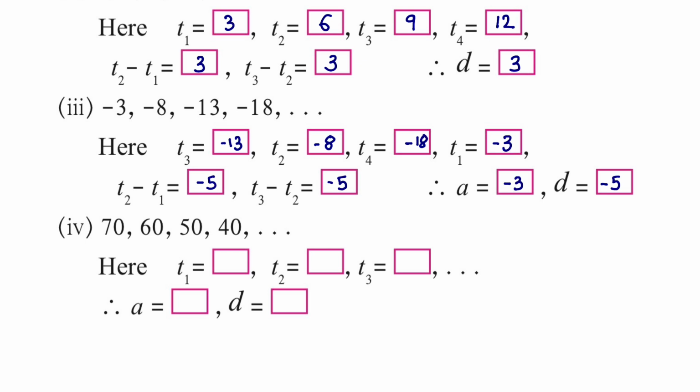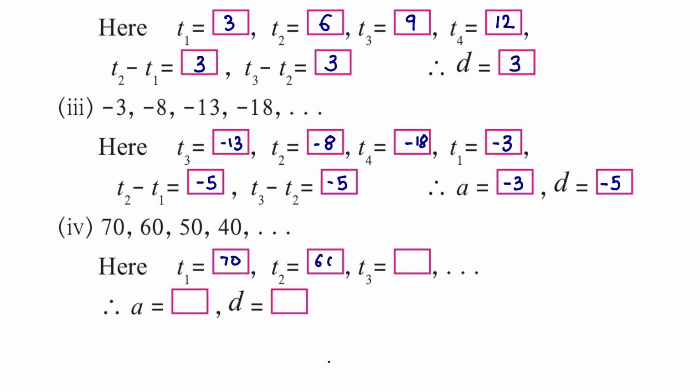Let us solve the last sub question of question 1 of practice set 3.2. The sequence is 70, 60, 50 and 40. Okay, so the first term here is 70. The first term है वो 70 है.